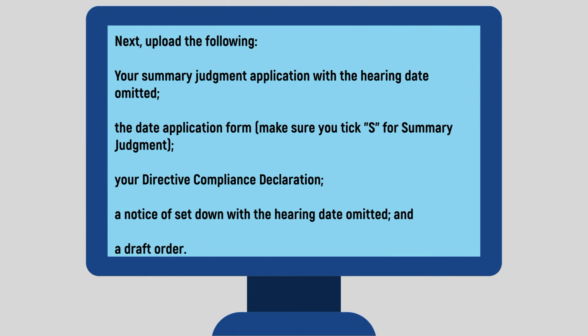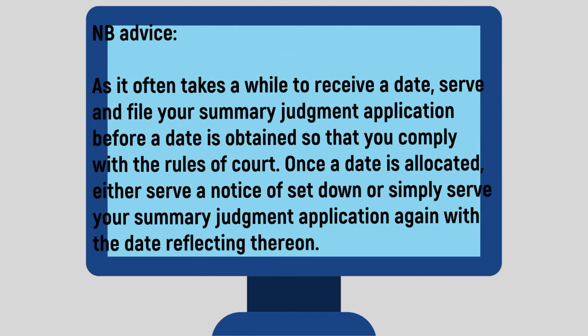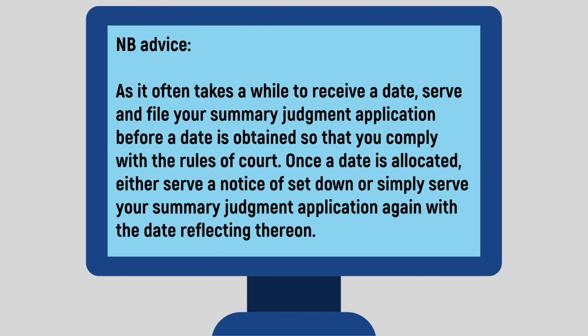Next, upload the following: your summary judgment application with the hearing date submitted, the date application form, make sure you tick S for summary judgment, your directive compliance declaration, a notice of set down with the hearing date submitted, and a draft order. Important advice: as it often takes a while to receive a date, serve and file your summary judgment application before a date is obtained, so that you comply with the rules of court.